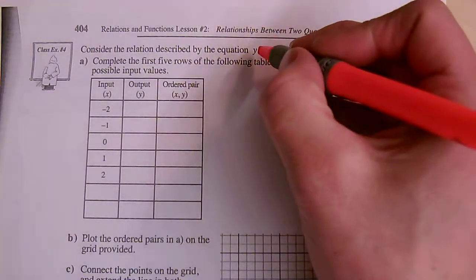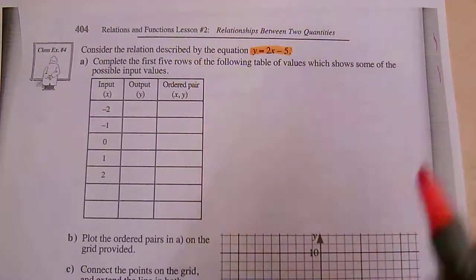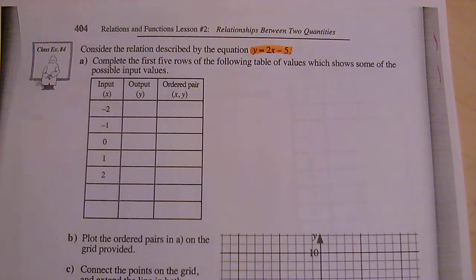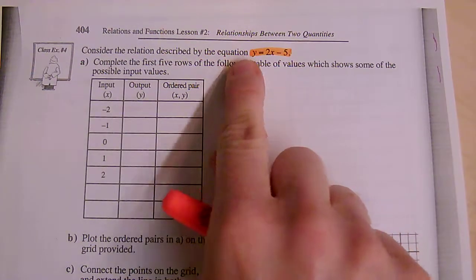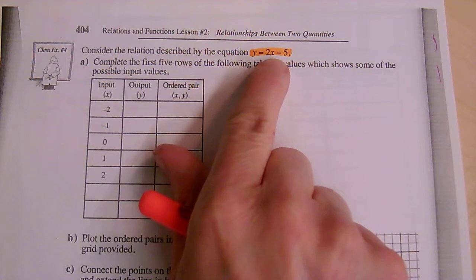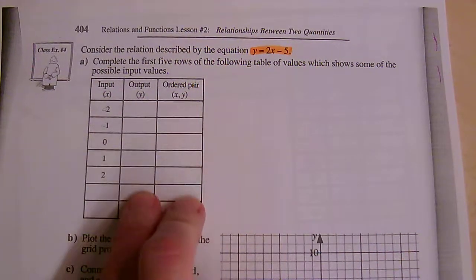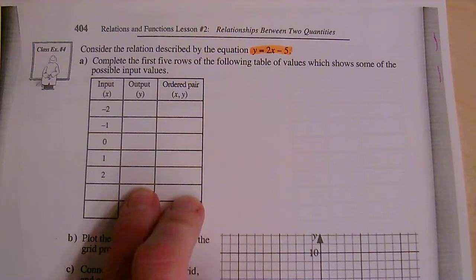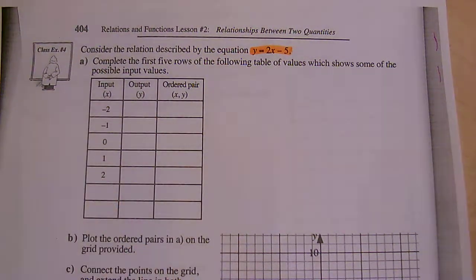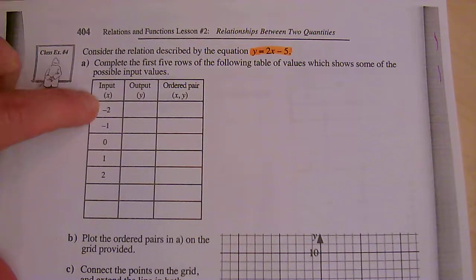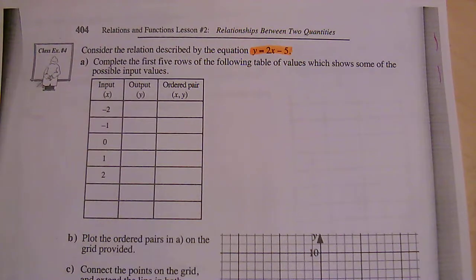Here's our relationship that we're going to be dealing with: y is equal to 2x minus 5. So y is equal to, whenever x doubles, minus 5. We're going to complete the first 5 rows of the following table that shows some of these possible input values. We're given the values here, and as we go down, we're increasing by 1, starting at -2.